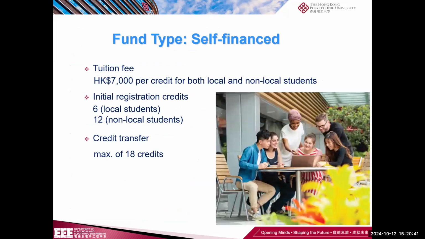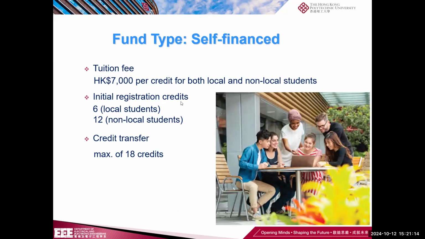So I think you also care about this one. If you join and apply, you can see from here, this actually is self-financed. So that means each credit is 7,000 Hong Kong dollars, for both local and non-local students. So if you want to join us at the initial stage, we have this requirement.